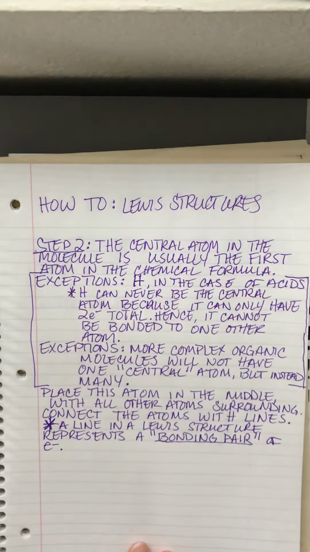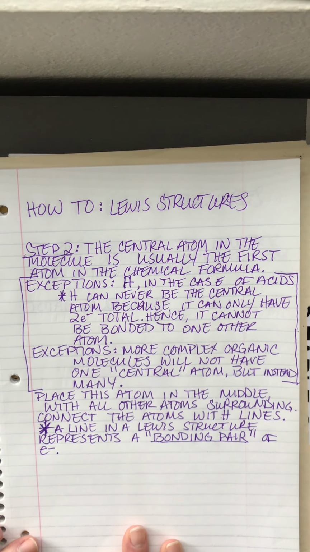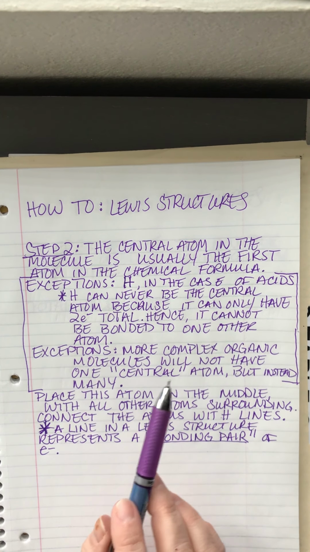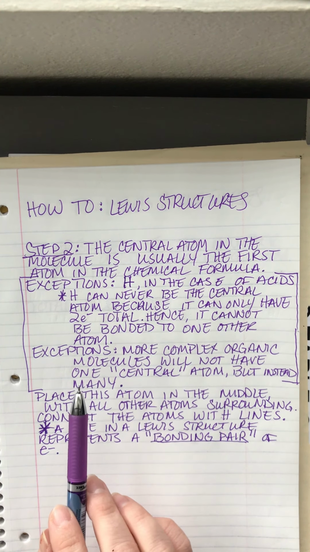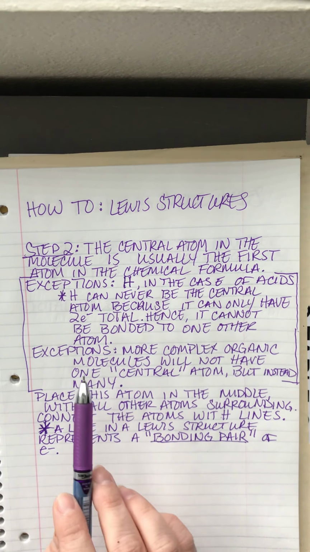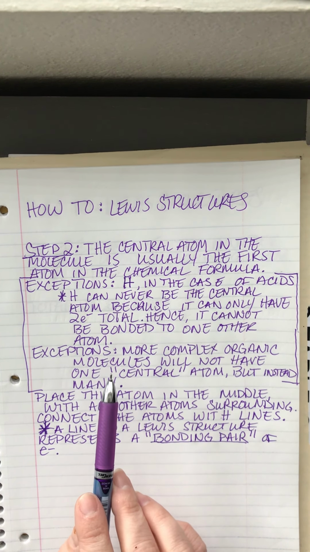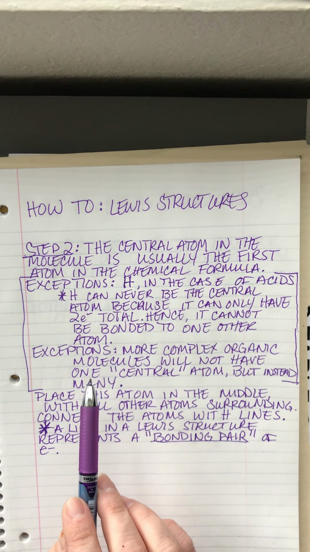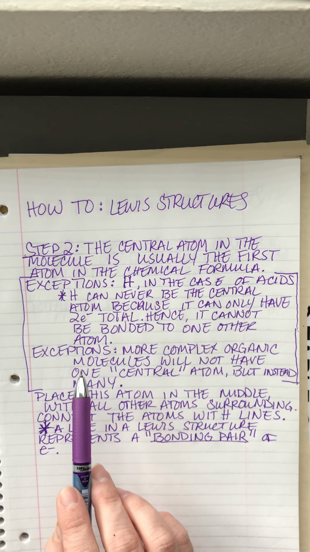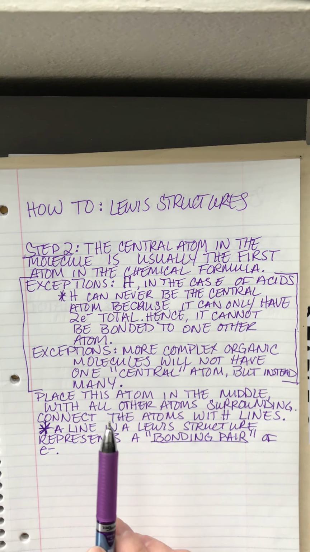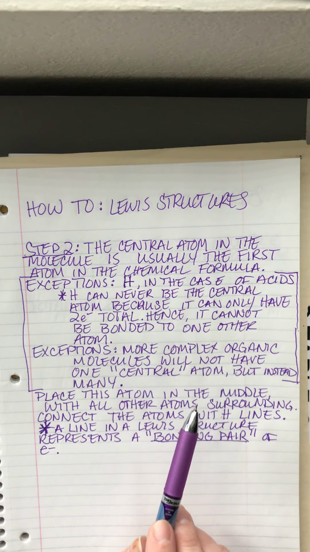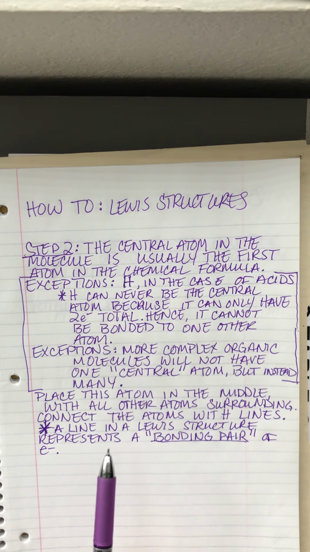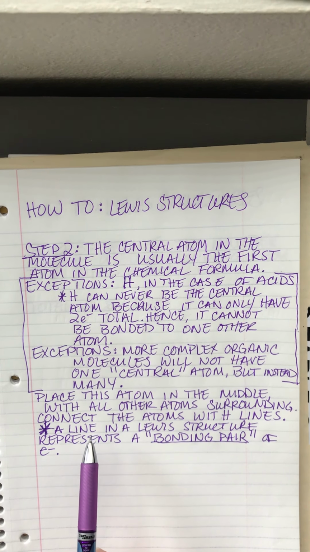Next thing we want to do, for step 2, is find out who the central atom is. The central atom in the molecule is usually the first atom in the chemical formula. A few exceptions: if you have H out front, then you're talking about an acid. H can never be the central atom because it can only have 2 electrons total, so it can only be bonded to 1 atom. The other exceptions would be more complex organic molecules, but those are going to be beyond the scope of what we do right now. You may see those down the line if you take organic chemistry.